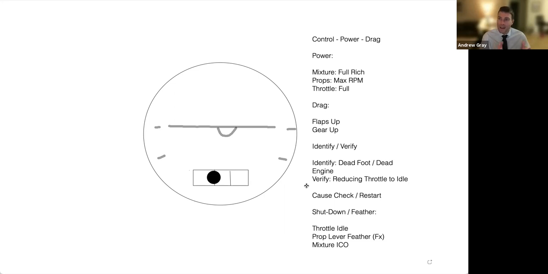So then I want to shut down that engine. For this example, we'll say that's the left engine that's giving us troubles. If I'm going to be shutting down the engine, it's going to be the same thing: control, power, drag. Control is easy, because even though the engine is losing oil pressure and the temperature is going up, it's still producing thrust. So the aircraft is producing an equal amount of thrust. I'm not worried about yaw. So control is easy. Just keep flying straight and level.